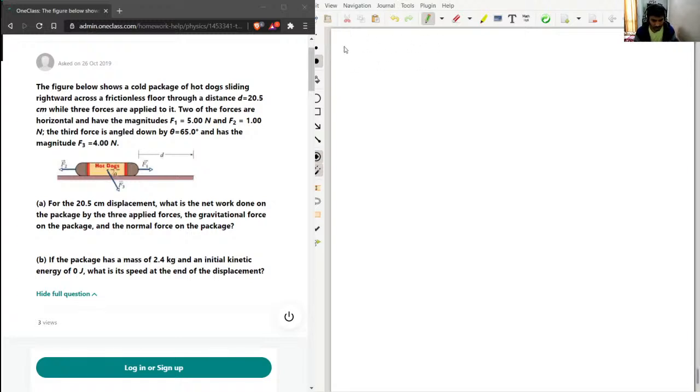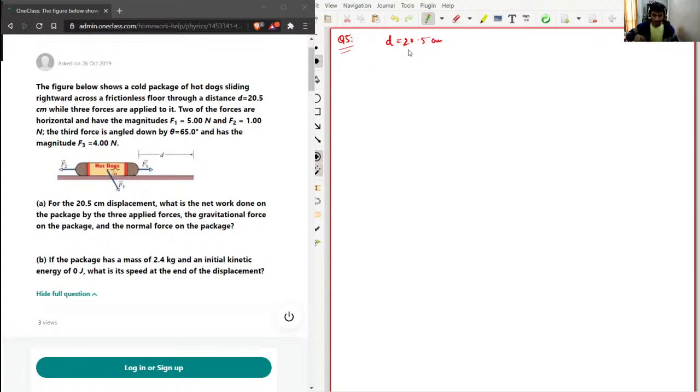This is question number 5. This is a very lengthy question, I think. The figure below shows a cold package of hot dogs sliding rightward across a frictionless floor through a distance d equal to 20.5 centimeter. So I'll write d equal to 20.5 centimeter.